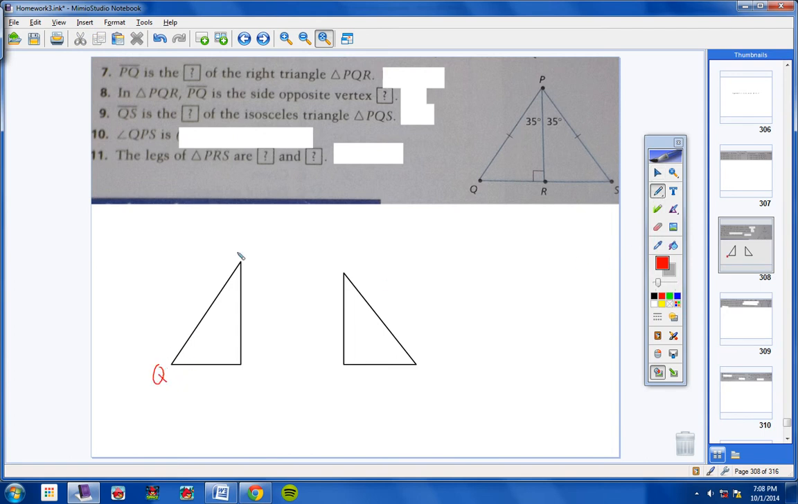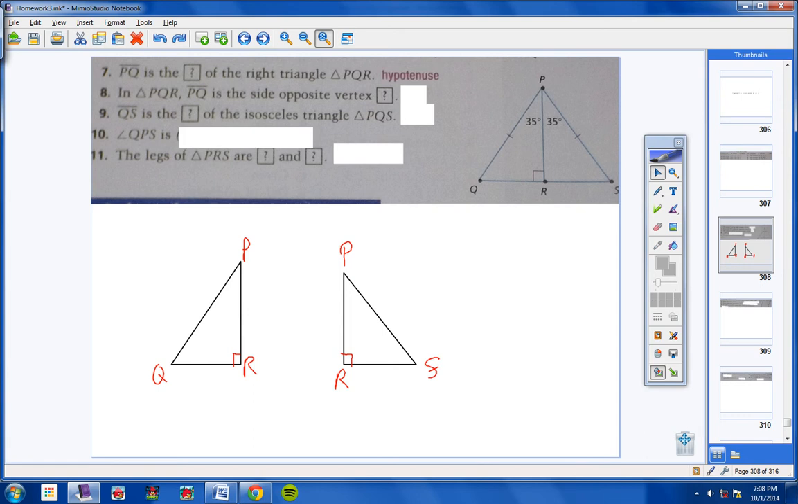QPR, and then SPR. And here we go. PQ is the blank of the right triangle PQR. Well, here's the right triangle PQR right there. PQ is the what? Well, let's see, where's PQ? Let's go ahead and put some right angles in here. There's a right angle, there's a right angle. Well, PQ, remember the right angle always points to the hypotenuse, so PQ would be the hypotenuse.